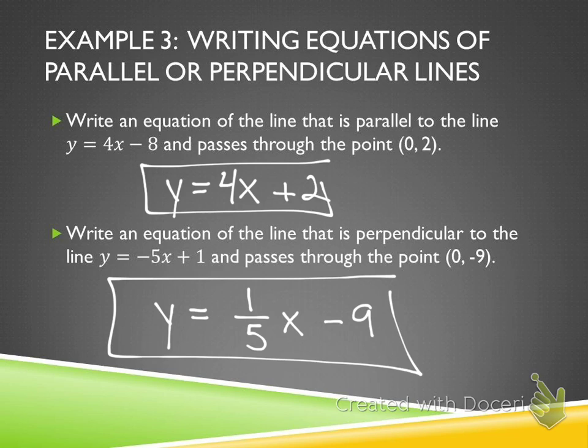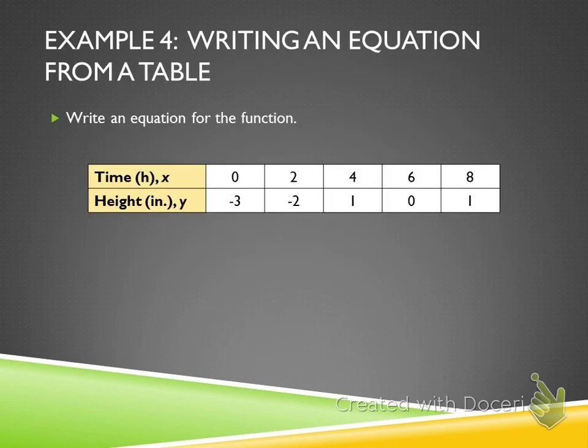Okay, so for the perpendicular lines, don't forget to do the negative reciprocal for your slope, and then just plug in your new y-intercept. And then you're good to go. All right, so that's example 3. Now we're going to cover one more example and we'll be done.